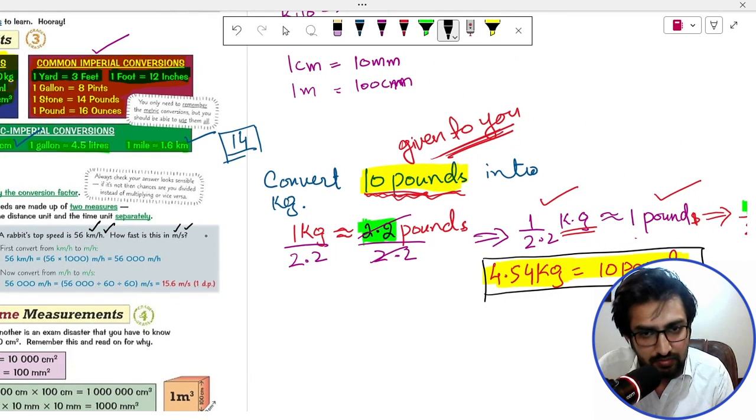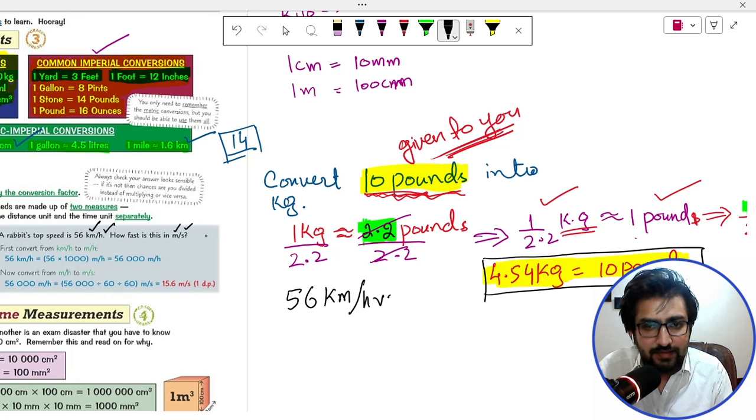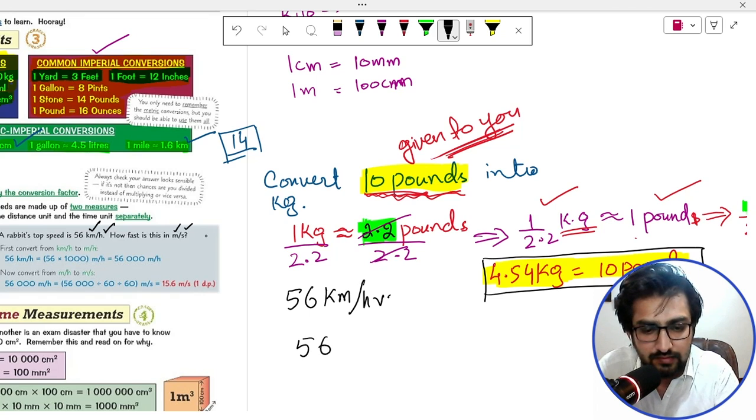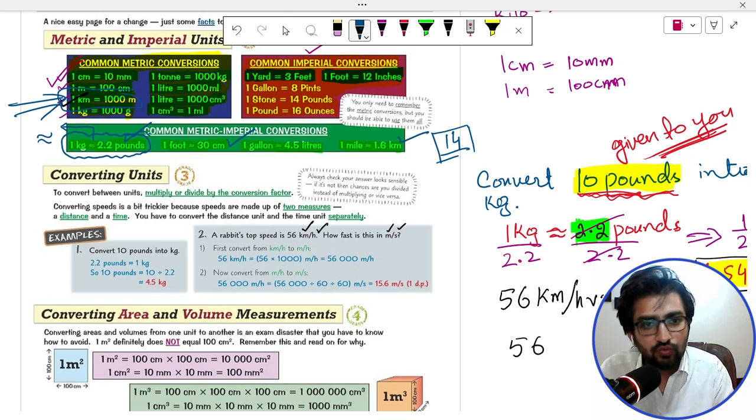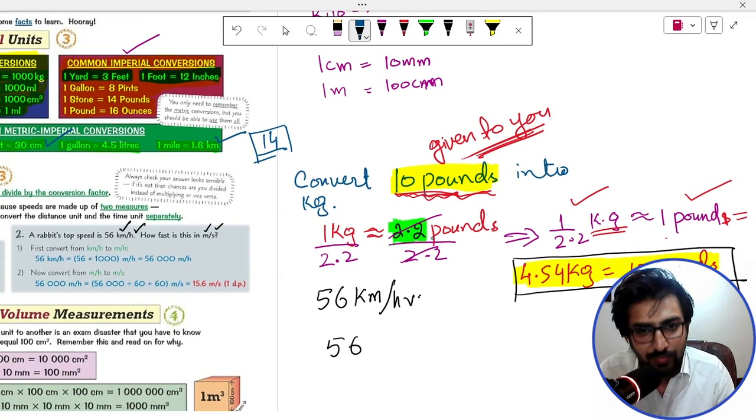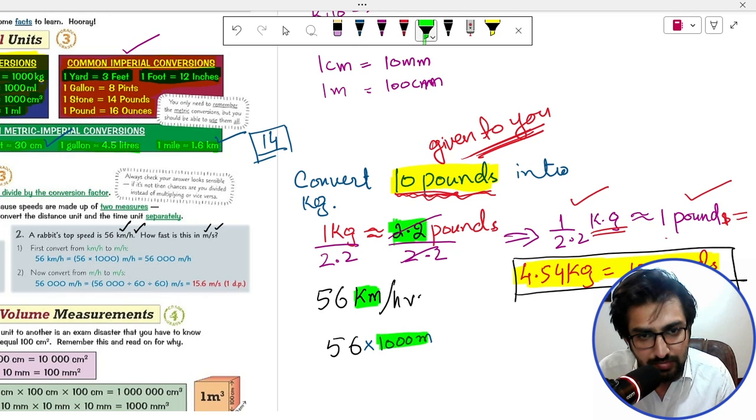So let's write this. It is simple. 56 kilometers per hour. Write 56 as it is. In terms of kilometer, 1 kilometer is equal to 1000 meters. So I will replace that kilometer by 1000 meters. I have just replaced that kilometer by 1000 meters.